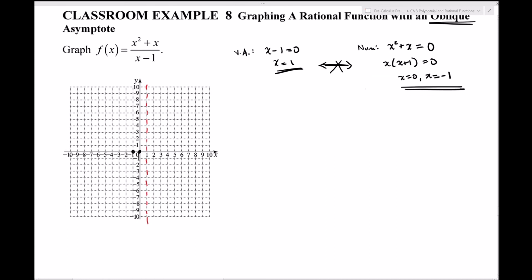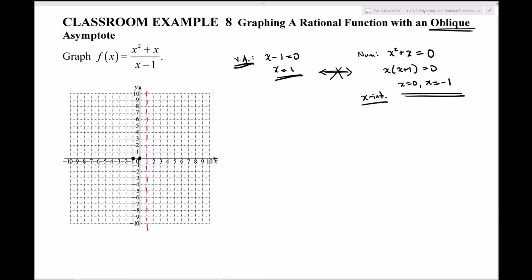So we also have the x-intercepts. X-intercepts would be the third step after the second step. The second step is to find the other type of asymptote, most of the time horizontal. In this case, it's not going to be horizontal. They've already told us it's oblique.